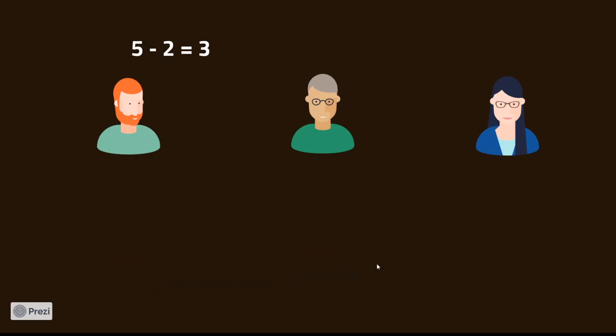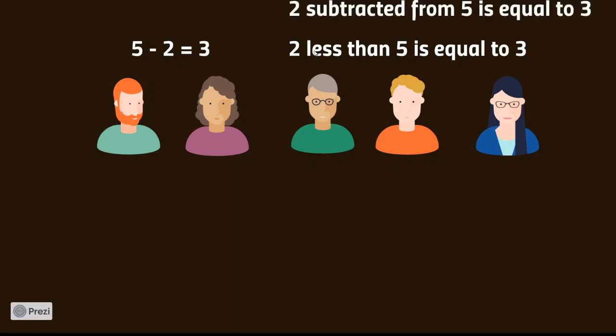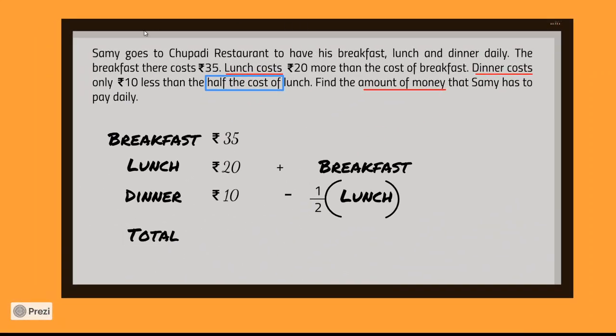So when I say 2 less than 5 is equal to 3, it doesn't mean it is 2 minus 5. It means from 5 I'm taking 2 away, and what I'm getting is 3. It can also be written as 2 subtracted from 5 is equal to 3. So 10 rupees less than half the cost of lunch doesn't mean it is 10 minus half the lunch. It is half the cost of lunch minus 10 rupees.